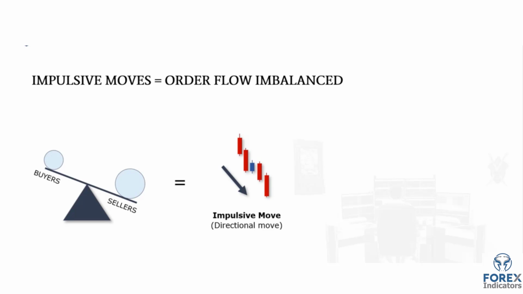Now, to further this description of an impulsive move, we're looking at a bearish impulsive move here. If you notice, most of the candles are of one color. They're closing towards the lows, and they're big candles, so it suggests a strong and directional impulsive move. The way to think about this in terms of order flow is that the sellers are in control. There's more sellers than there are buyers.